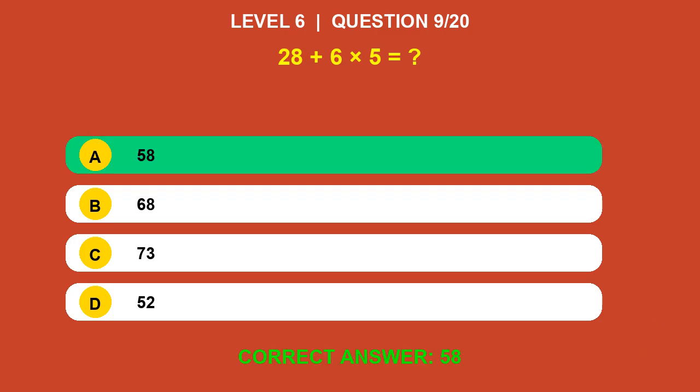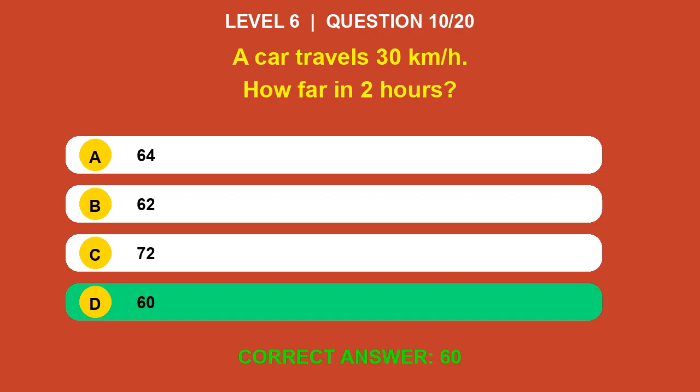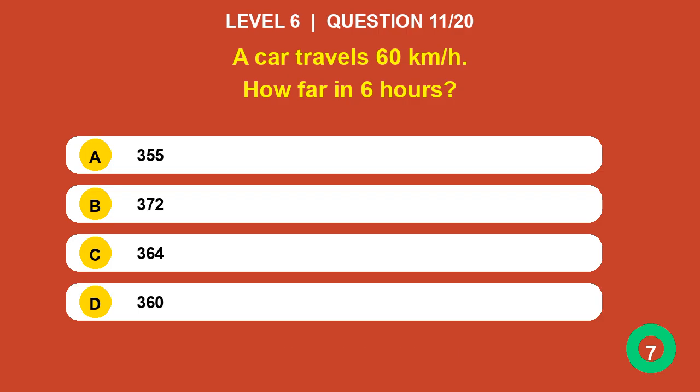Answer is 58. A car travels 30 kilometers per hour. How far in 2 hours? Answer is 60. A car travels 60 kilometers per hour. How far in 6 hours?